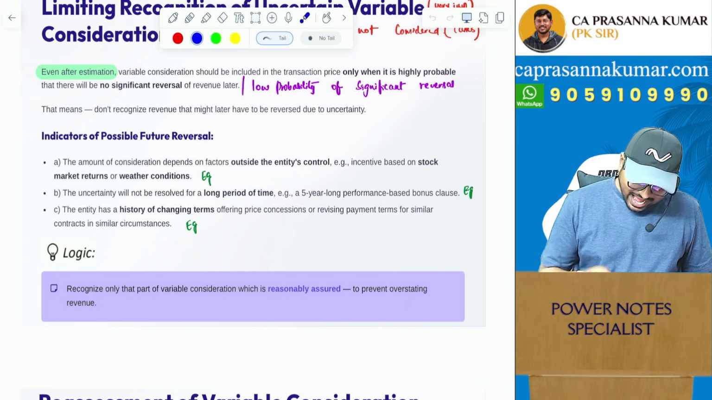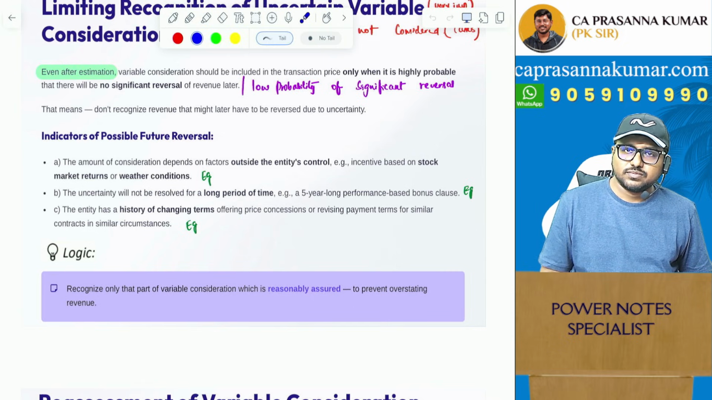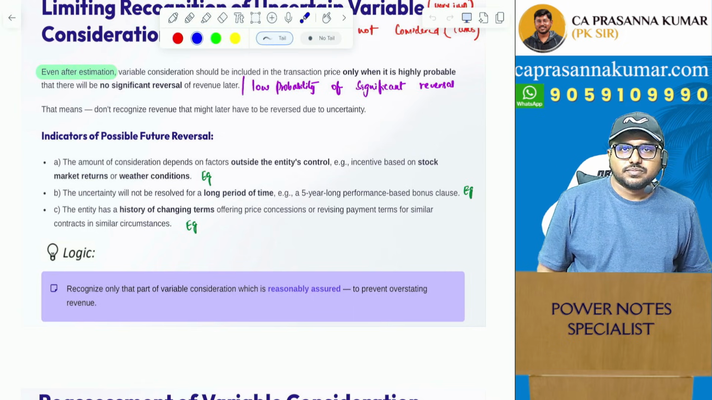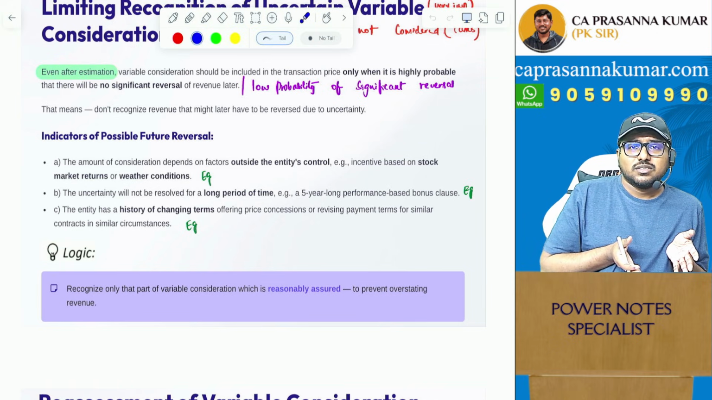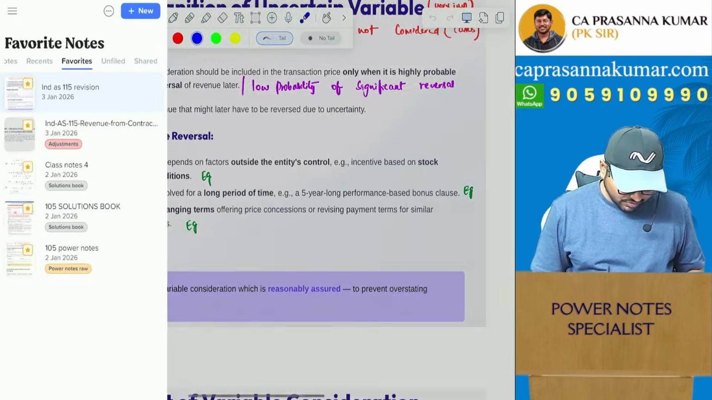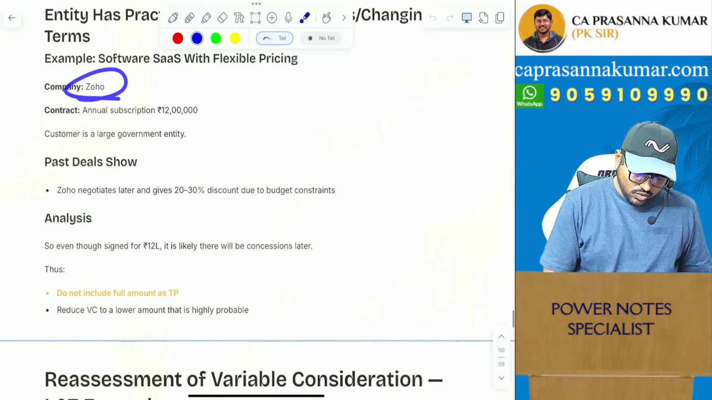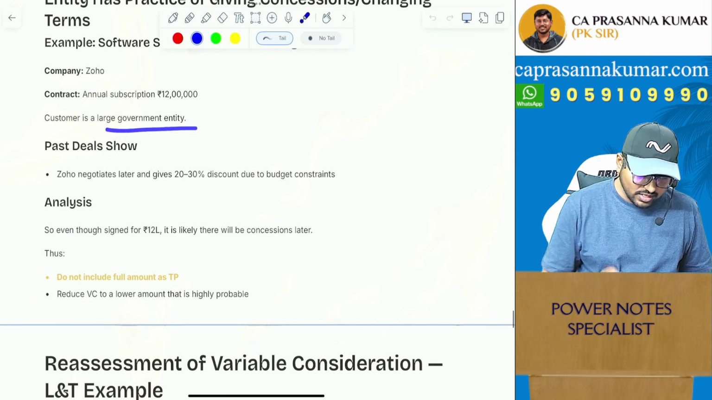The entity has a history of changing terms, offering price concessions in future, which means today they'll commit something, tomorrow they'll reduce that value. So when you know that tomorrow you are going to reduce that, why should I add it in the transaction price? Simple logic. For example, look at this. Zoho has given something called software SaaS with a flexible pricing. Who is the customer? Government.